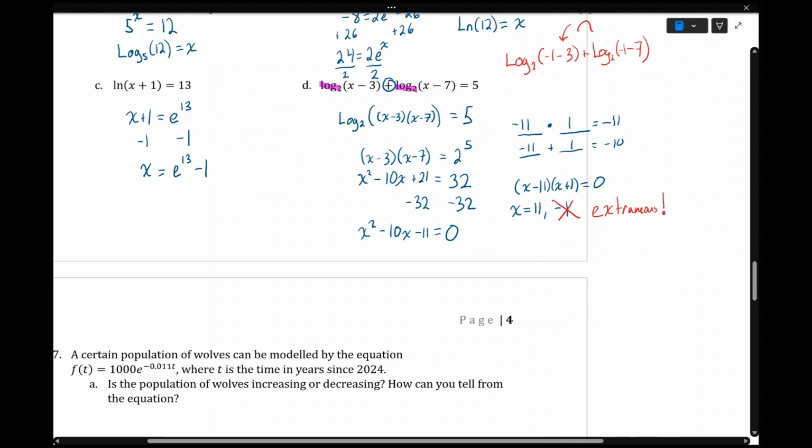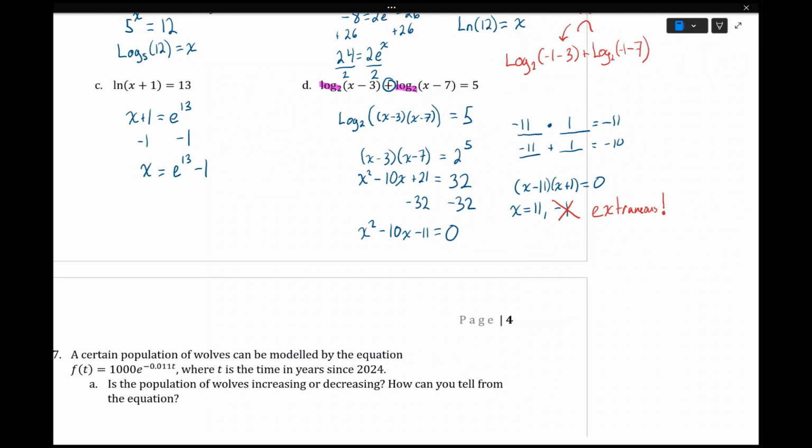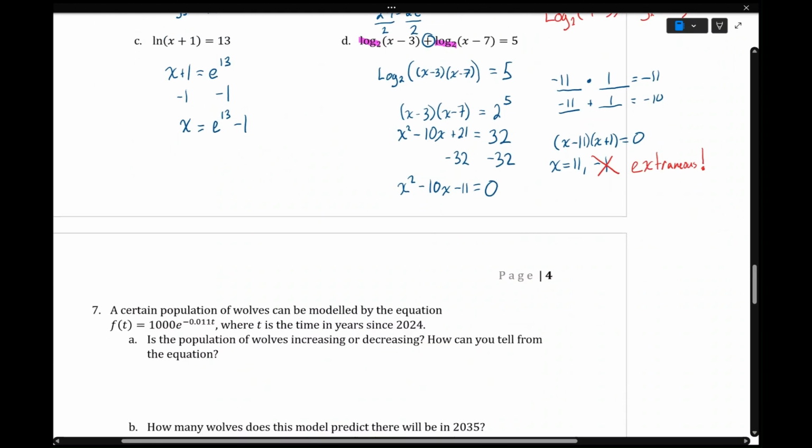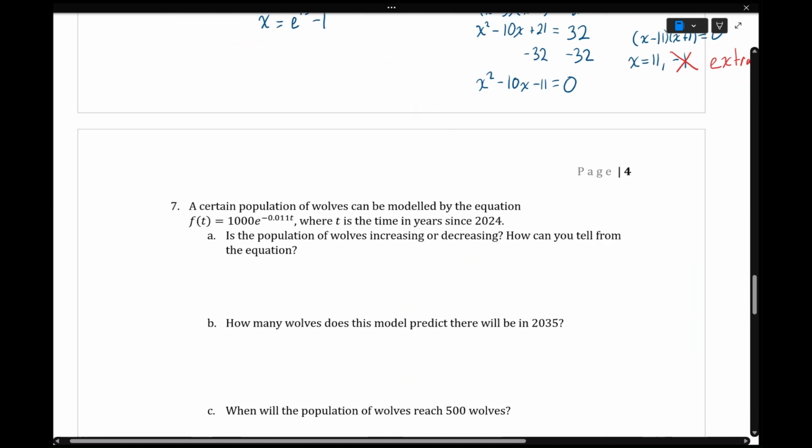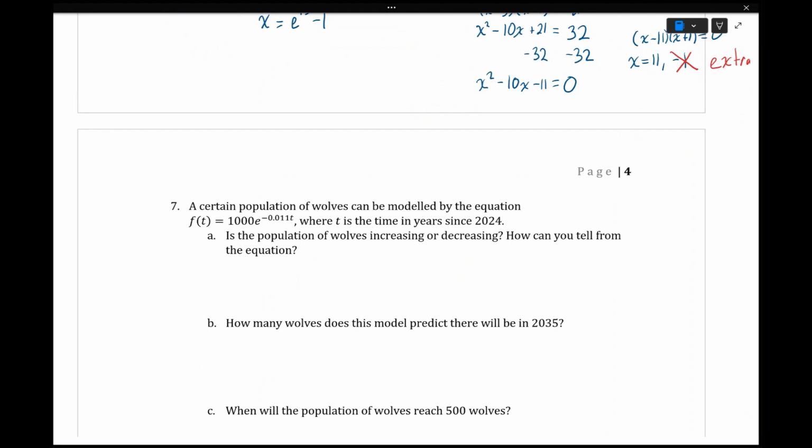All right, now let's do something similar in a more applied context. So a certain population of wolves can be modeled by the equation f of t equals 1,000 e to the negative 0.11 t, where t is the time in years since 2024. So this is something that biologists actually use. They use more complicated versions, but this is a basic version of a population model. So is it increasing or decreasing? This is actually decreasing. How do we know? There's a negative exponent.